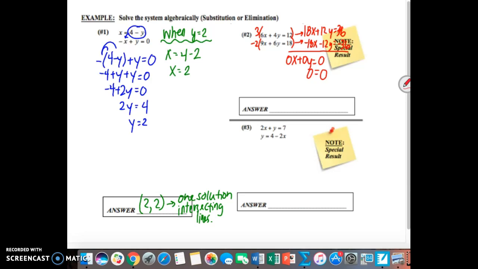Notice you see the note, it says note special result, and that is because anytime we end up with 0 equals 0, we can ask ourselves, is that statement true? Since yes, that statement is true, we know that there are infinitely many solutions. So we can write infinite solutions, which means the line is the same. So we can write infinite solutions, the same line.